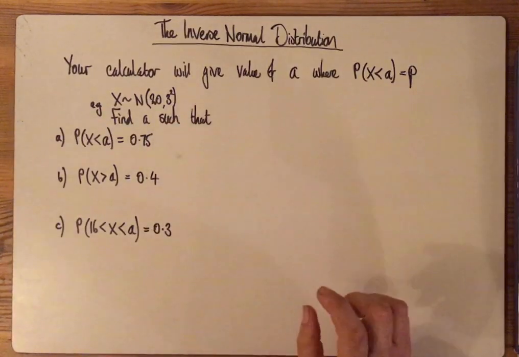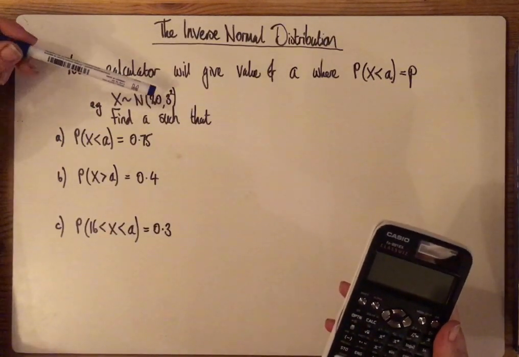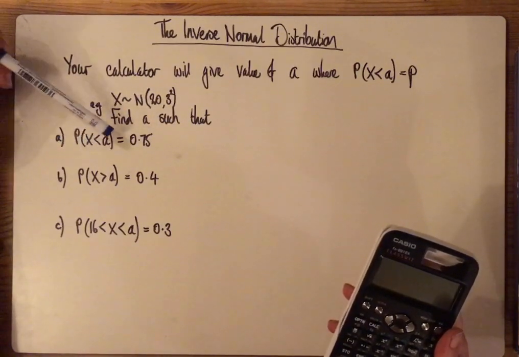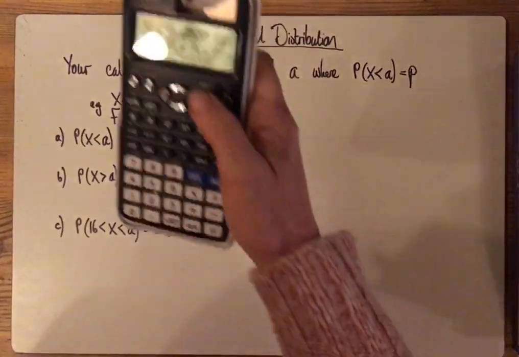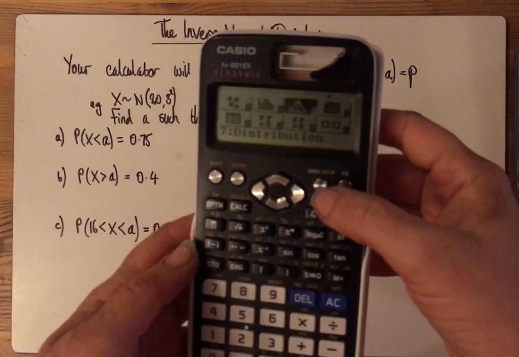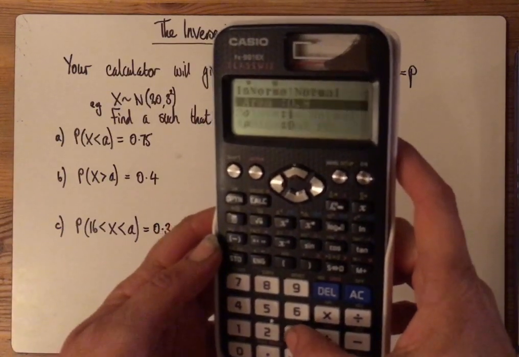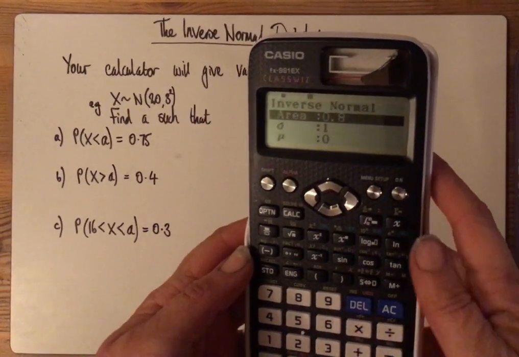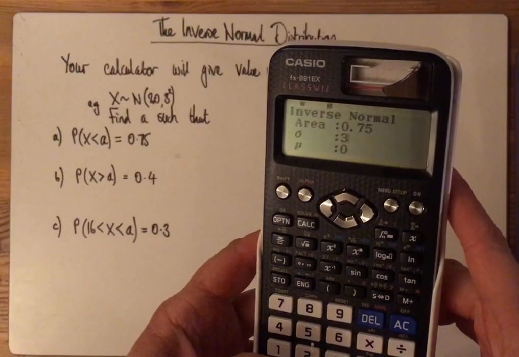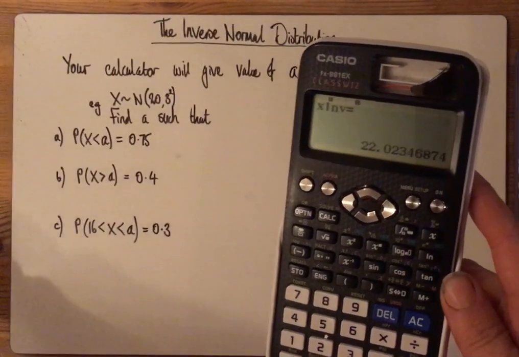So in this example, it's the one in your book as well, so you're welcome to have a look at it in there too. We've got mean 20, standard deviation of 3, and we want to find A such that the probability of x being less than A is 0.75. So I'm hoping to get a bit of light on this if I can. Right, so it's menu 7, and we want inverse normal, which is option 3. And the area to the left of A is 0.75. Standard deviation is 3, mean is 20, and you're told it's 22.02.